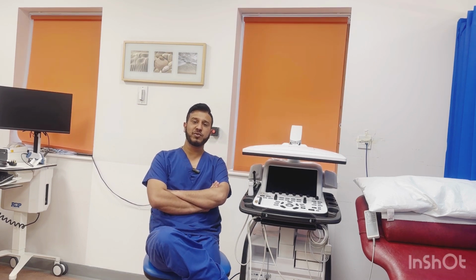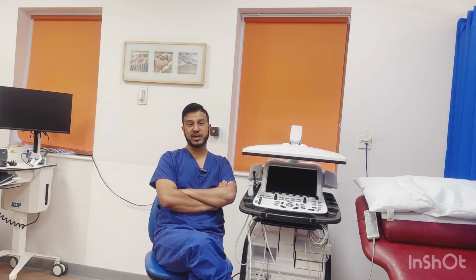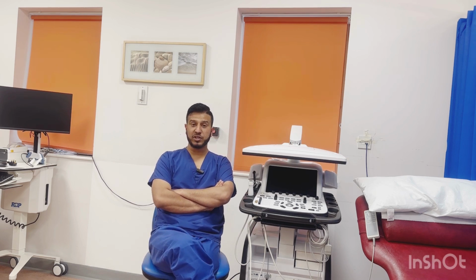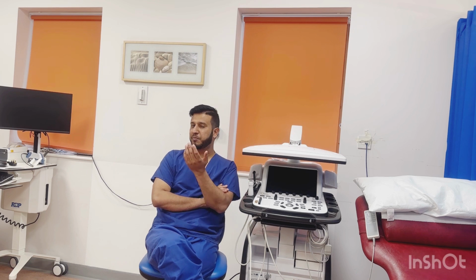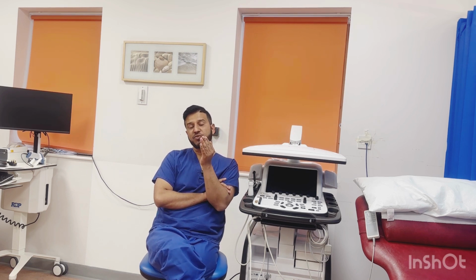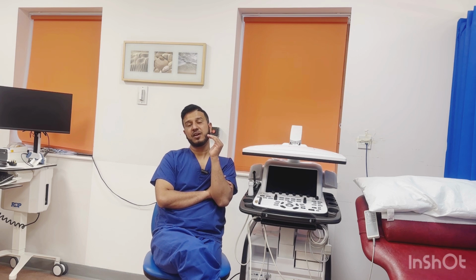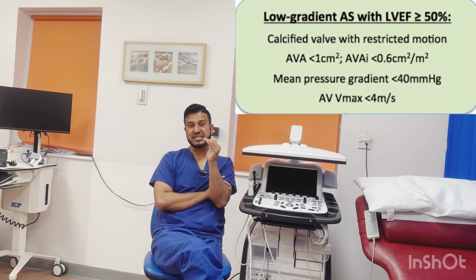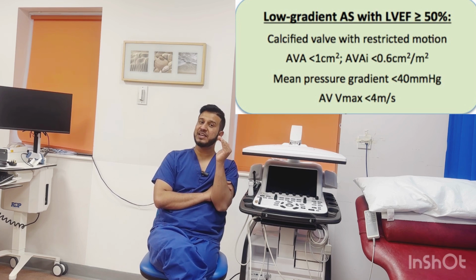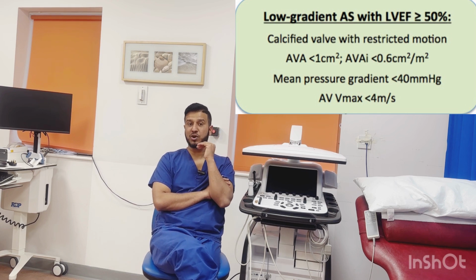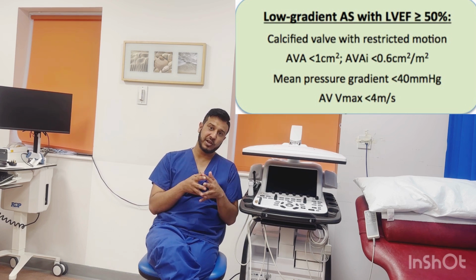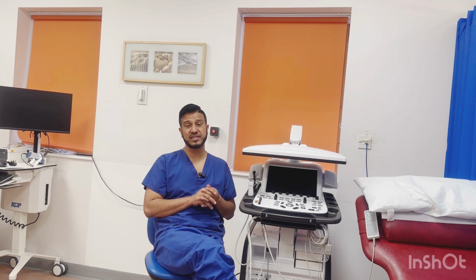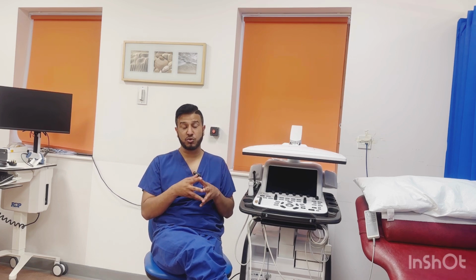If you're working in an echo lab where they are following British guidelines, how are you going to describe or report these patients? First you need to look at the LVEF. If your LVEF is more than 50%, you will call it preserved function. In this situation, if your gradients are suggesting moderate aortic stenosis, like a mean gradient less than 40 and a peak velocity less than 4, but your valve area is less than 1 and your valve area index is less than 0.6, it means there is a discrepancy between your parameters.